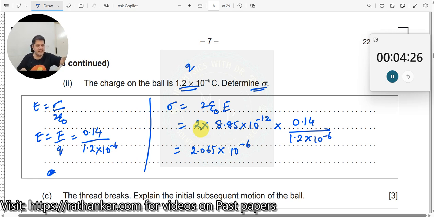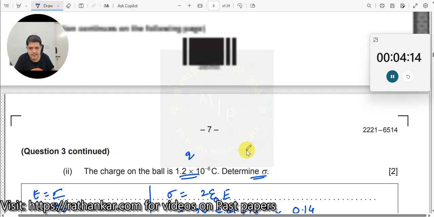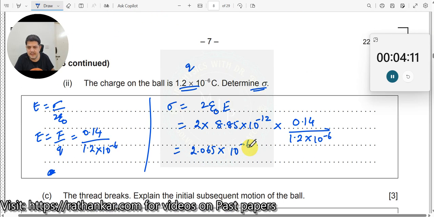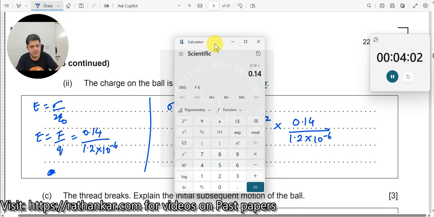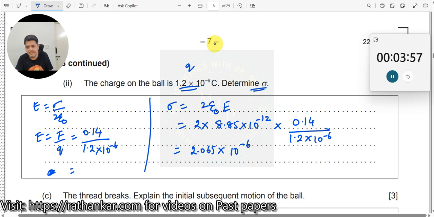So what is my answer? Let me check out the answer over here. You get the answer as 1.77 into 10 to the power of minus 7. Where did we miss this? 0.14 Newton, right? Let me check it out. 0.14 Newton divided by 1.2 into 10 to the power 6, 7.2 10 to the power minus 6. Let me take my calculator once again. So 0.14 divided by 1.2 will be 0.17. Oh, I'm sorry, 0.17, I was looking at this one.